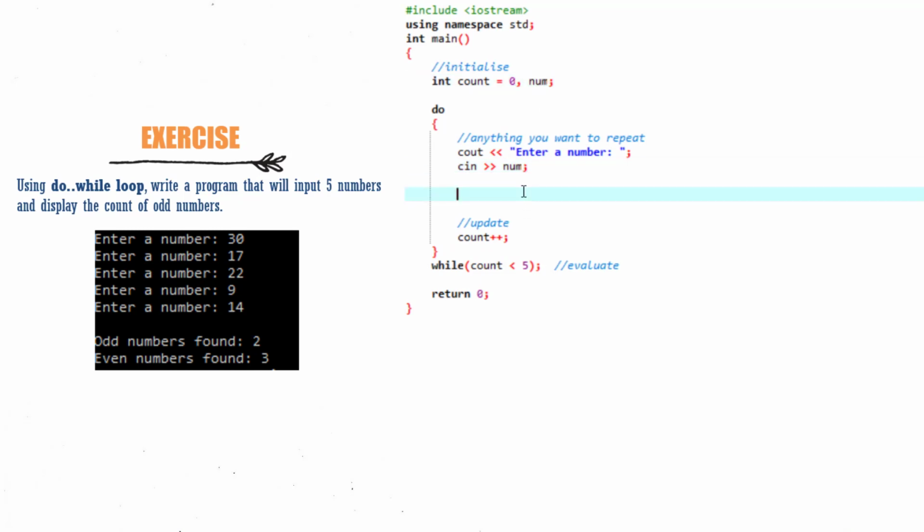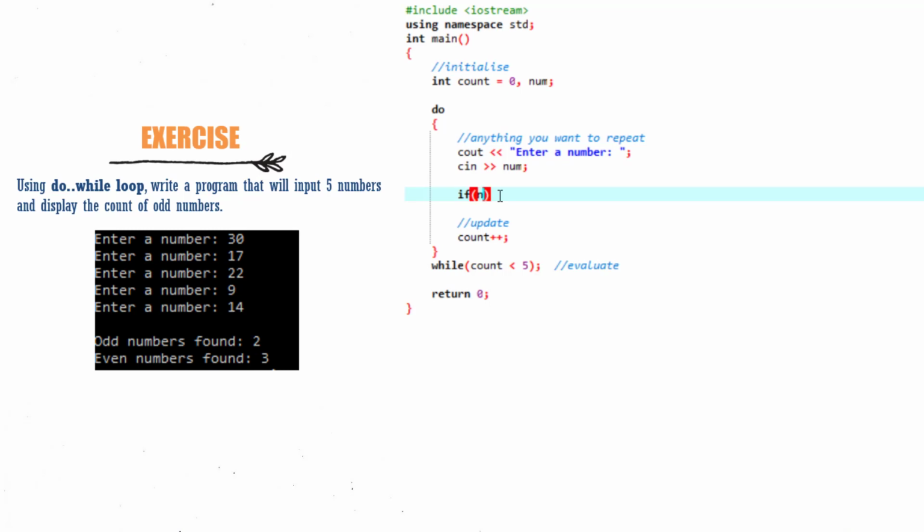Once we get our number, we must decide what we want to do with the number. Since this question asks us to count how many odd numbers, we need to check whether it's an odd or an even number. If it's an odd number, we need to count it. Since we're making a decision, we're checking, and if you want to check something, you use if.